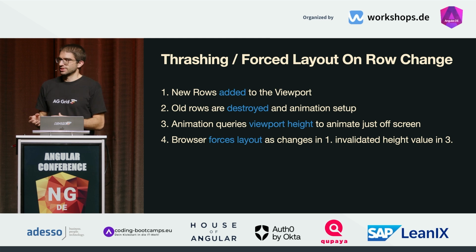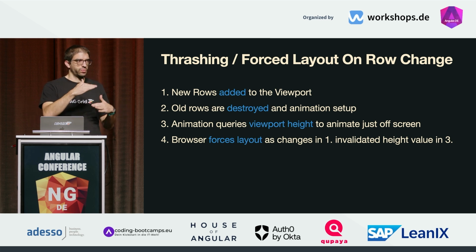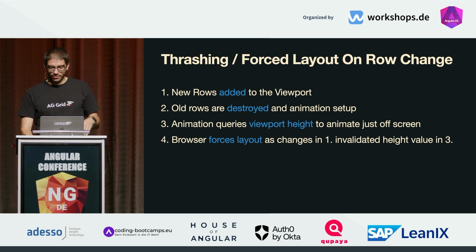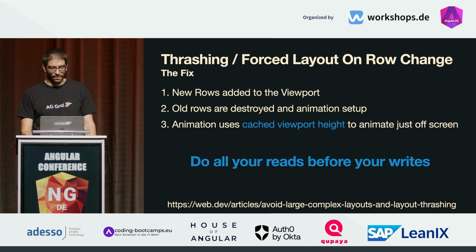And then the browser was like, well, okay, you've changed the structure of the DOM because we'd put a new row in there. So I don't know whether this value is accurate or not. So I'm going to be forced to lay everything out so that I can give you that value again. So that's where we got this kind of loop. It's called thrashing or forced layout. There's lots of good blogs and posts about this that you can go and find more information.